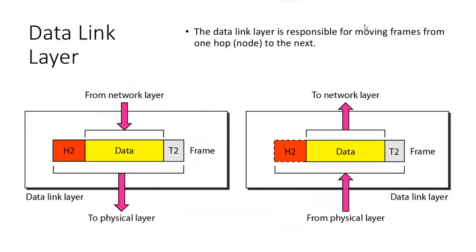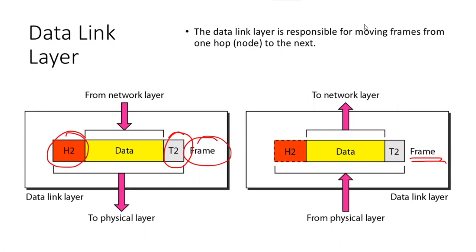The next is the data link layer. In the data link layer, the unit of the data is called a frame. So please note this: this is called the frame in the data link layer. And the data link layer adds the header and trailer information. Additional information is added in the data link layer.